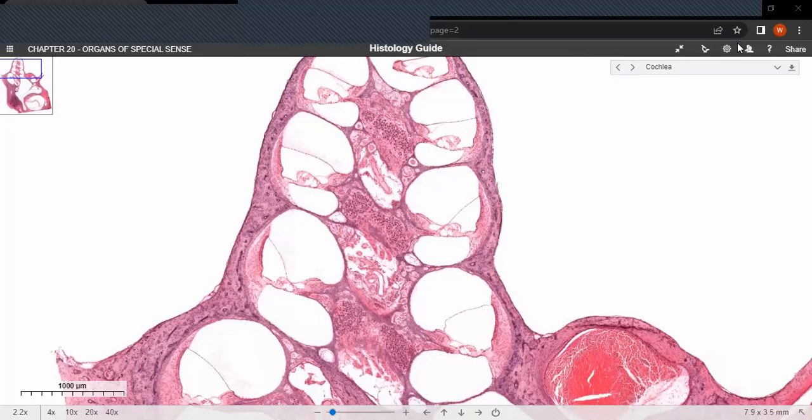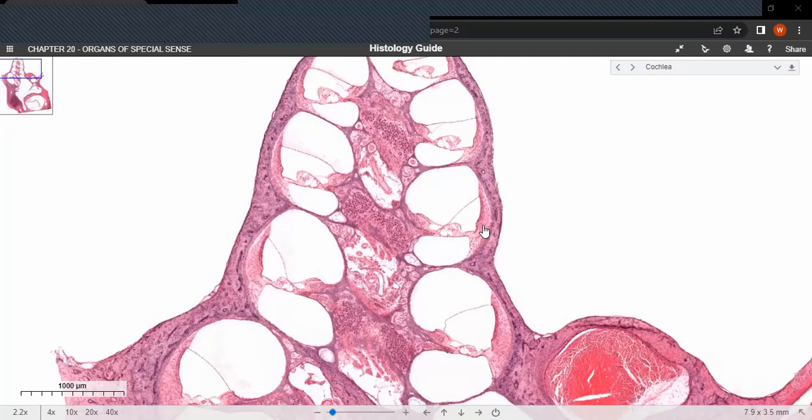Welcome. In today's session, we'll be looking at the histological organization of the cochlea. Remember, the cochlea is a part of the inner ear. The inner ear is composed of the cochlea and the vestibular apparatus, but today we'll be looking at the cochlea. The cochlea is housed in the petrous temporal bone.